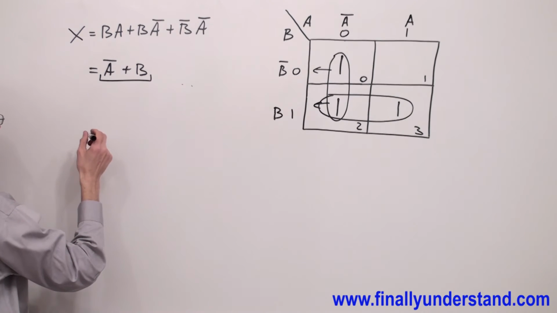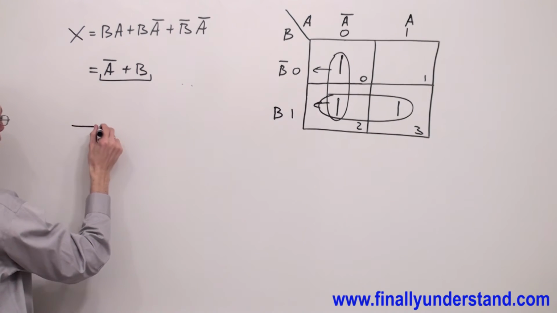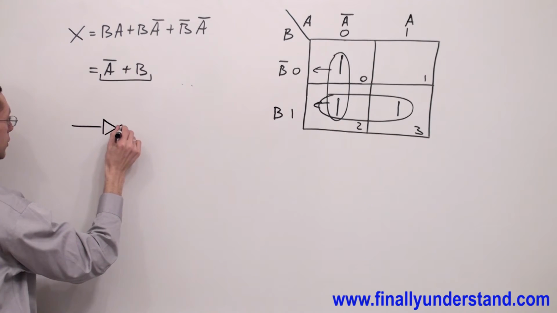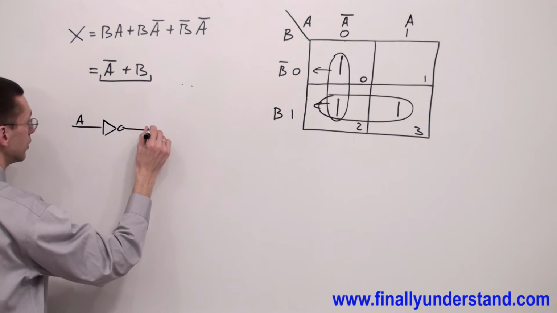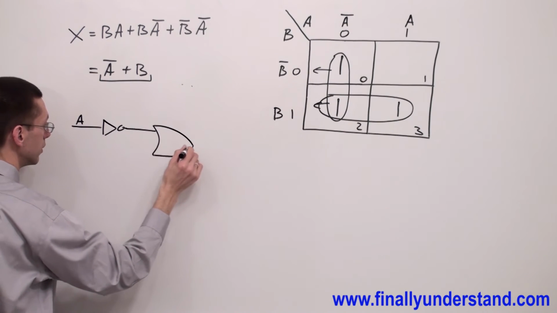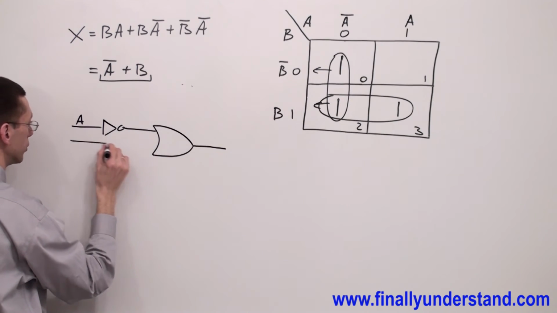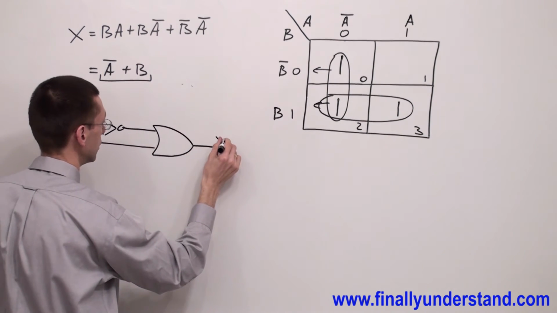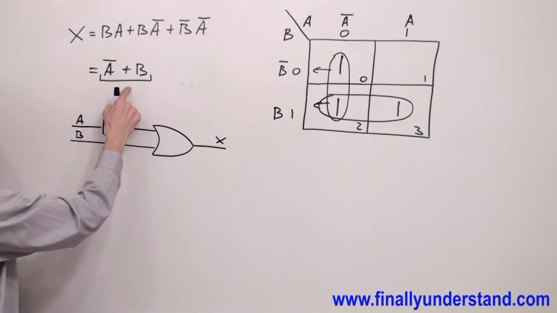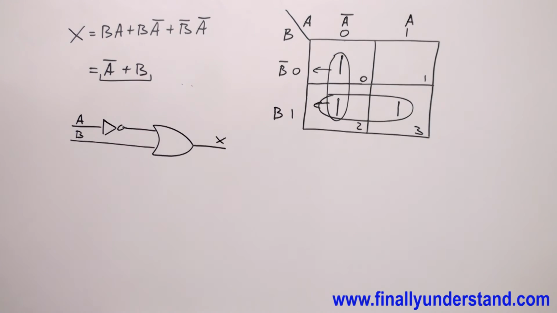If you want to implement this, this is nothing else, just inverter at input A and OR gate. And I have input B over here. This is my output X. These are the solutions to my problem.